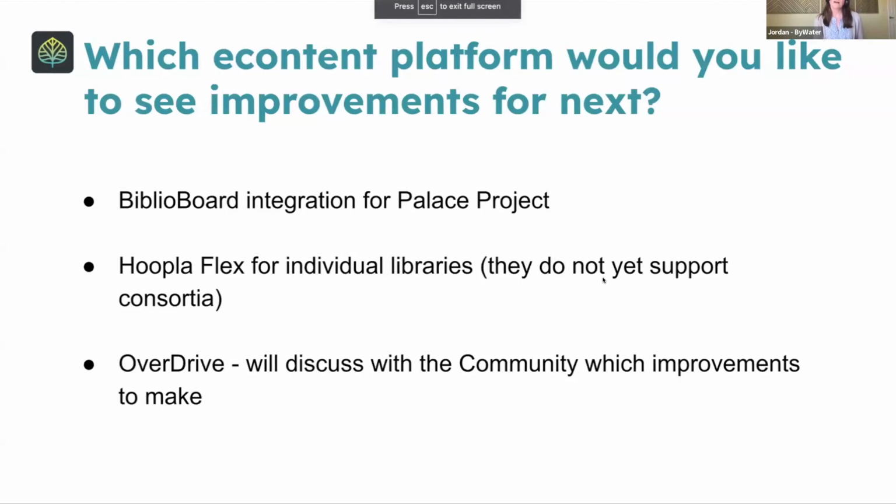Okay, so when we were talking about what to do next, with the tournament of features, there was a desire to have improvements for e-content platforms. That was the #1 thing that won. But that's also kind of vague. We have a number of different e-content platforms and different improvements that are kind of around the top.